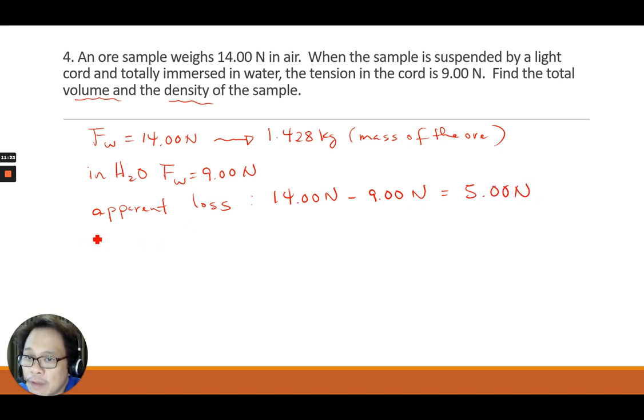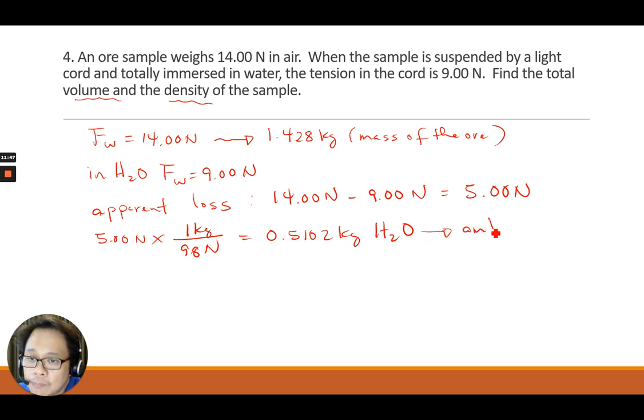Now, this 5.00 newtons, we can get the amount of water that was displaced by converting this to kilograms. So 5 divided by 9.8, you will get 0.5102 kilograms of water. This is the amount of water displaced. Since we already know the amount of water displaced, we can compute for the volume of the water displaced.